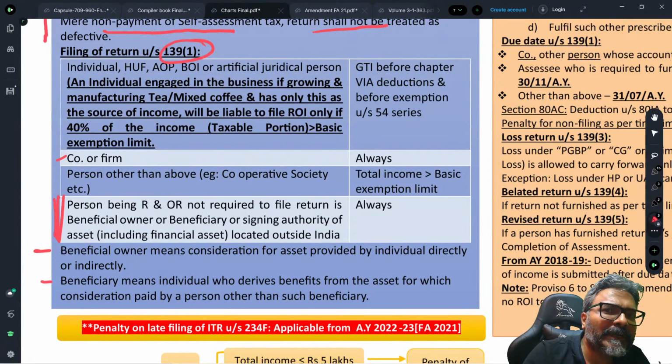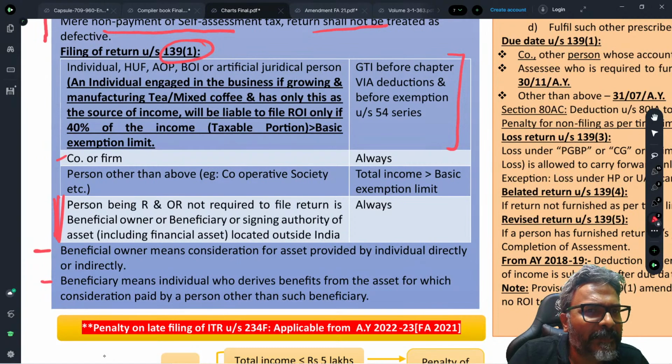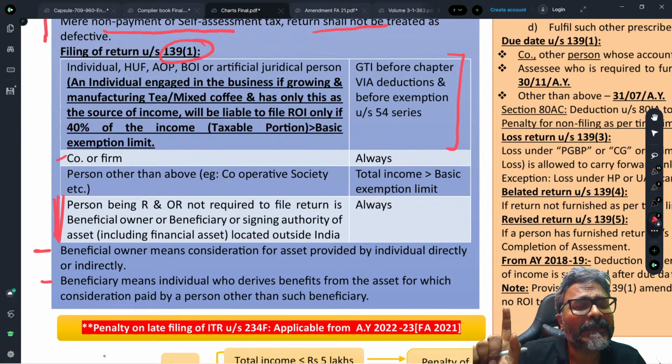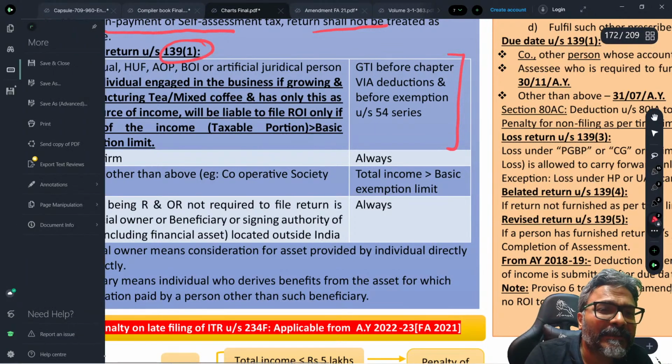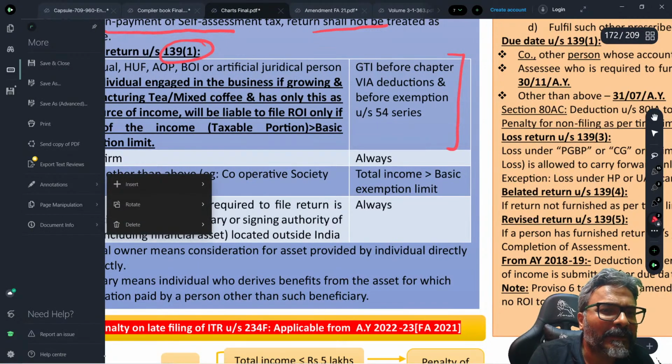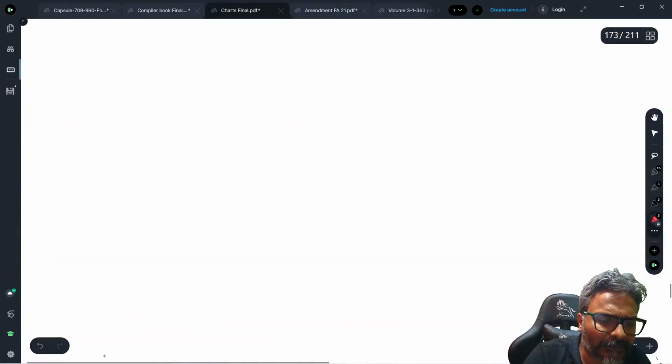Okay, apart from that, students, what else? Apart from that, for the individual, HUF, AOP and BOI, for these categories of persons, the criterion would be the GTI before applying the exemption of 54 series. That will be the benchmark for the purpose of the obligation to file the ROI. So students, you will get a question like this.